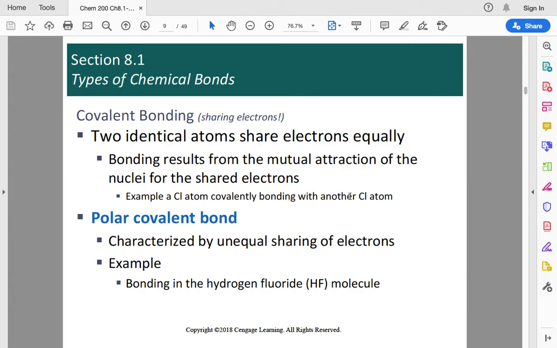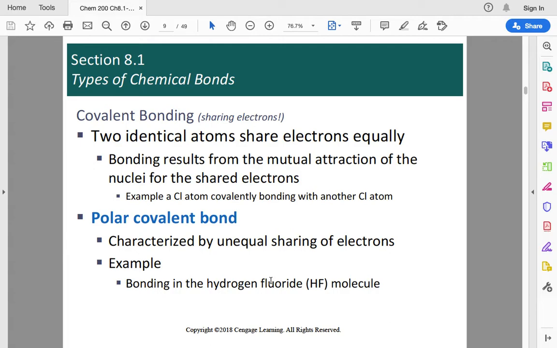An example is a chlorine atom covalently bound to another chlorine atom. Each of those atoms only needs one more electron to complete its octet. So if they share two of their electrons, they each complete it. The bonding results from that mutual attraction of the nuclei to those shared electrons. We're also going to start talking about the concept of a polar covalent bond. Up until now, we've been talking about covalent bonds and saying they share the electrons, everyone's so nice and happy. We're going to start learning that not every covalent bond shares the electrons equally.